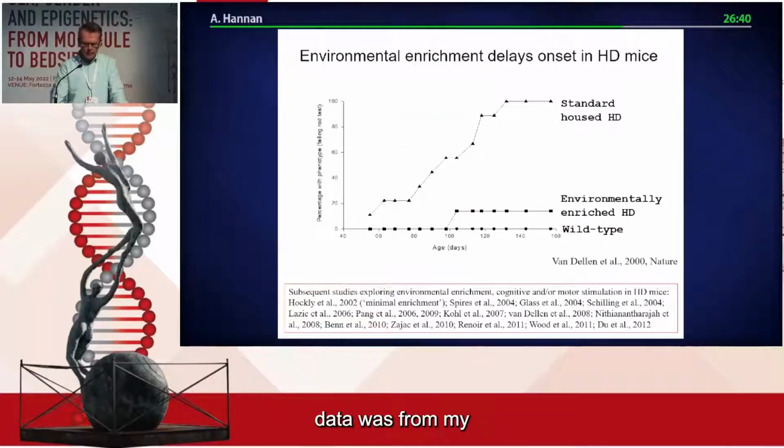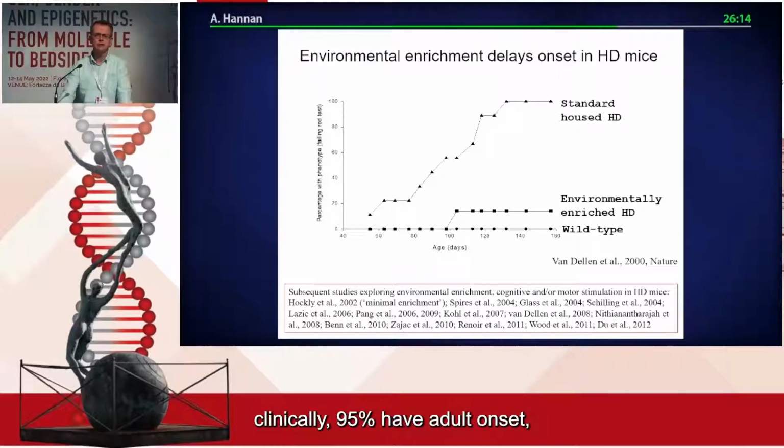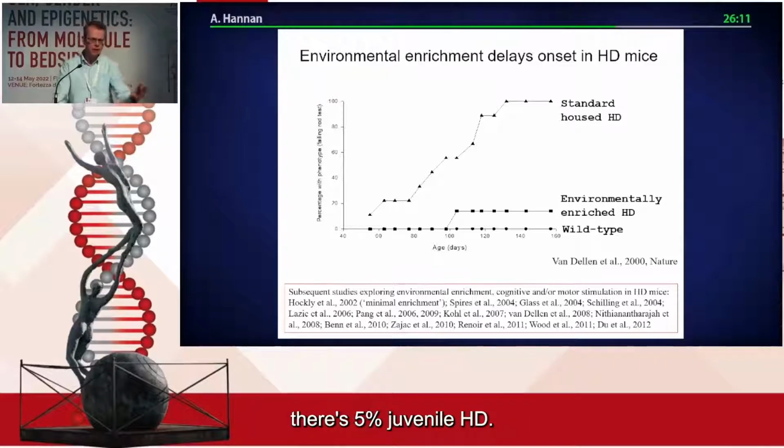And this data was from my first PhD student, Anton van Dellen, and what we were able to show, and it really took us by surprise, was that those HD mice that had the environmental enrichment from weaning showed a dramatic delay in onset of motor symptoms. So looking at the standard housed here, by about 5 months of age, 100% is showing this motor deficit. This is important because in Huntington's, clinically, 95% have adult onset. There's 5% juvenile HD, and therefore this is part of having a very, very accurate model.